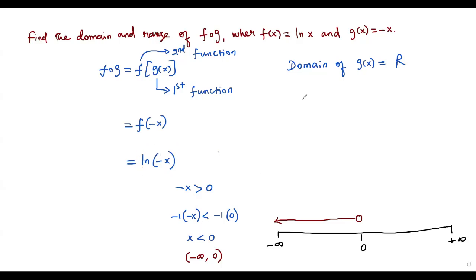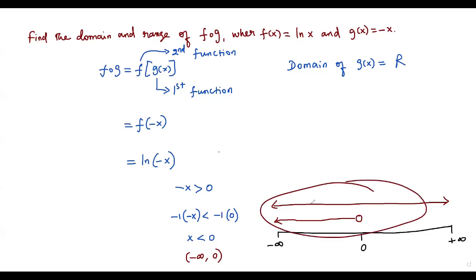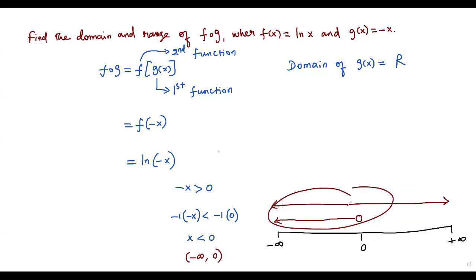Okay, now let me draw the domain of the first function g of x, that is all real numbers. Since the domain of g of x is all real numbers, I have to cover the entire interval from negative infinity to positive infinity. Now, let's find the common region of these two graphs. The common region of these two graphs will give the domain of the composite function f dot g.